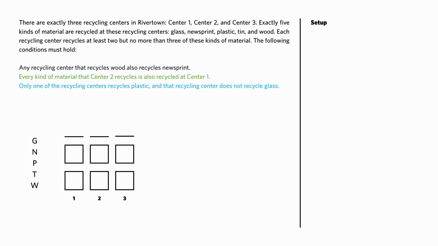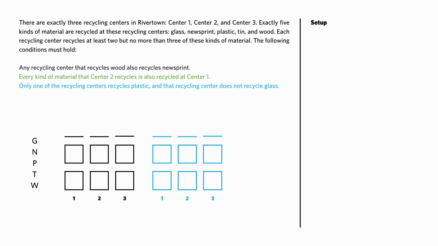That means P can only go in groups 1 or 3, and we can set up 2 frames to represent these 2 scenarios. In either case, when we place P into one group, we know it can't go into any of the other groups, and we can go ahead and cross it out from underneath them. The third rule also tells us that P can't be with G.